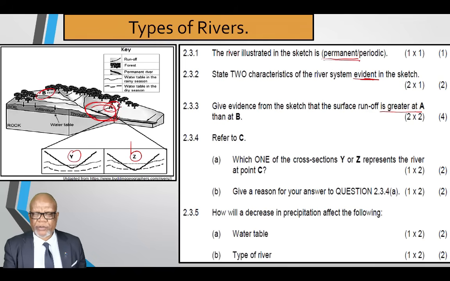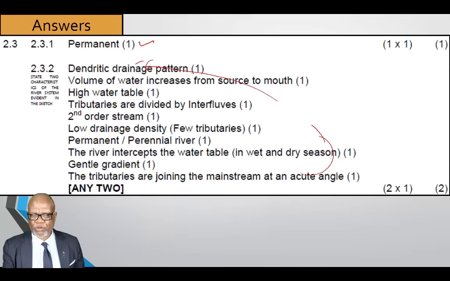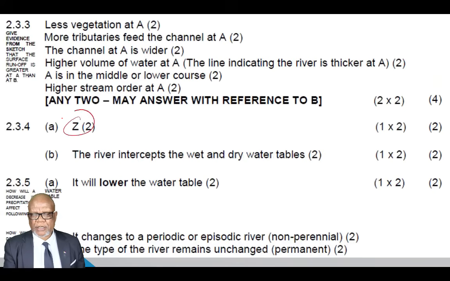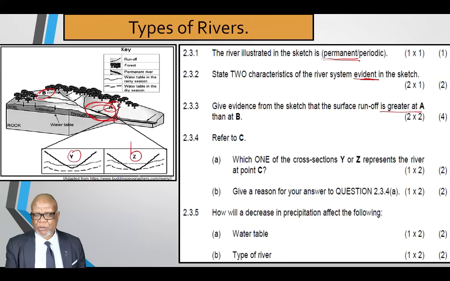Now, there is your river at point C. Which one will represent the river at point C? Is it Y or is it Z? Now, how are you going to look at that? Answer there says Z. How do you determine that it is Z? So at Z, this is at the lower course where the volume of water has increased.